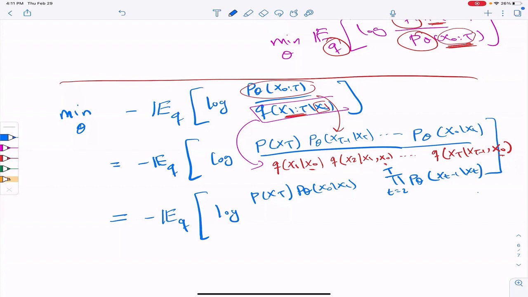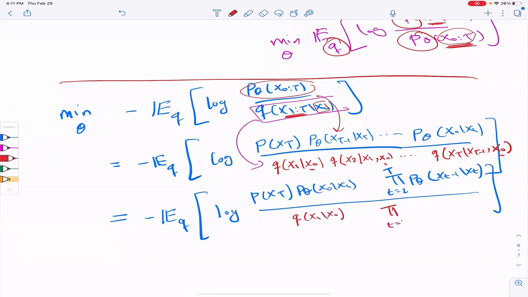And for my denominator, I'm going to keep the first term, q of x1 given x0, here. And for the last terms, I'm going to write this as a product from t equals 2, q of xt given xt minus 1 and x0. Just writing the whole thing as a product.